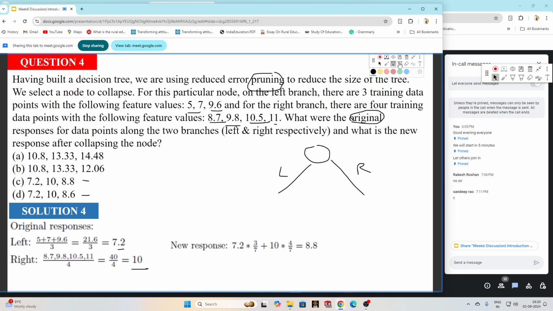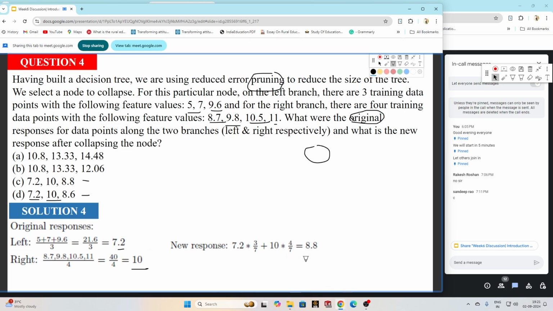Your new response is found when you are collapsing the nodes or deleting the branches. Now you have 7 data points, 3 here and 4 here, and each side has a mean. So your new response will be 3 by 7, because here you have 3 responses, into the mean of this, that means 3 by 7 into 7.2, plus here you have 4 responses, that is why 4 by 7 into the mean of it, that is 10.